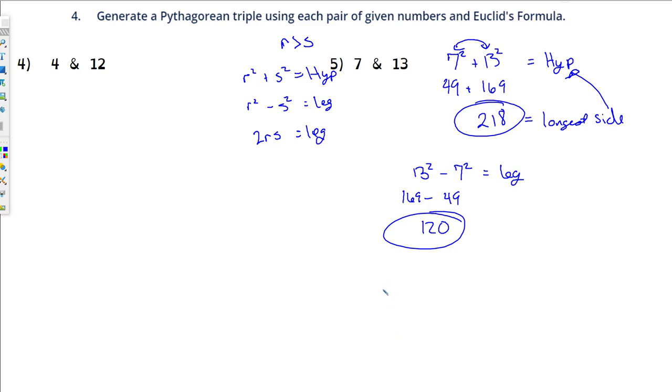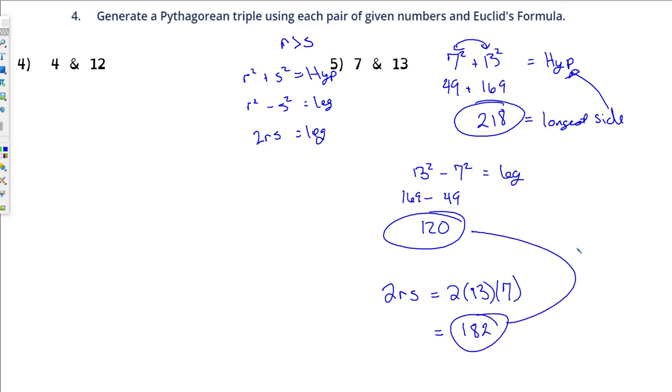And my third side is 2rs. So that means 2 times 13 times 7. So 14 times 13, which equals 182. Those are my 3. These both are my legs. And that's my hypotenuse. You don't have to be able to tell me what they are, but I'm just referring to them by what they are.